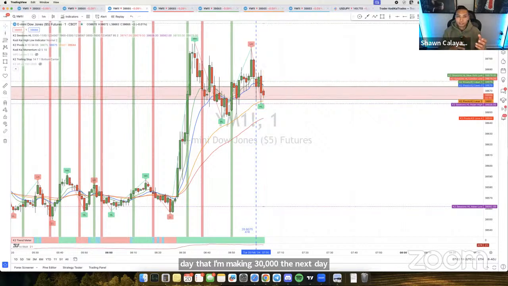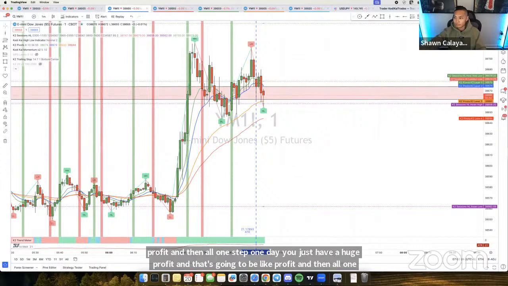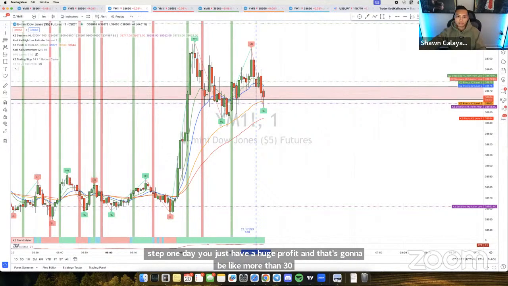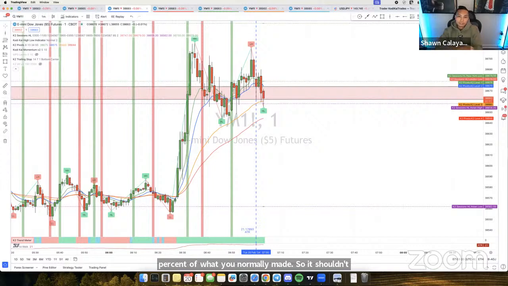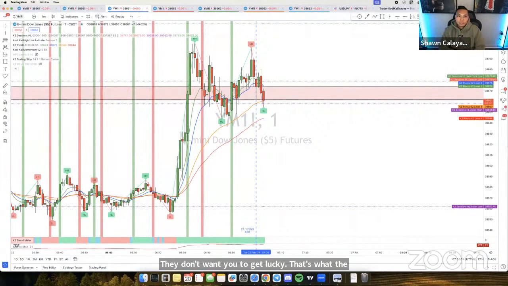So you can't have a bunch of days where you're not making profit, and then one day you just have a huge profit that's more than 30% of what you normally make. So it shouldn't affect us, because that's the consistency they're looking for. They don't want you to get lucky. That's what the consistency rule is about. They don't want you to take some YOLO trades and then get lucky and then never get lucky again, right? That's just kind of what their consistency rule is.